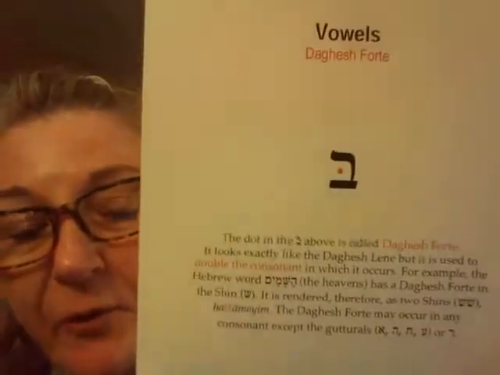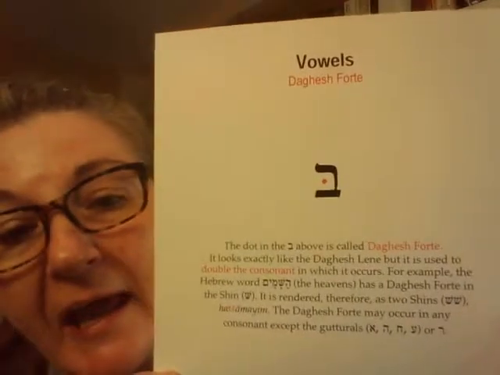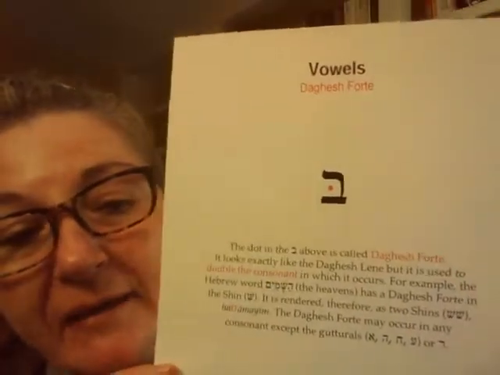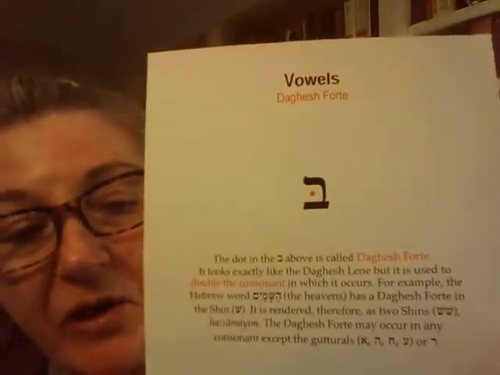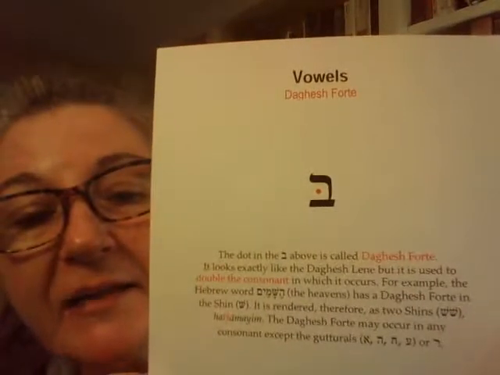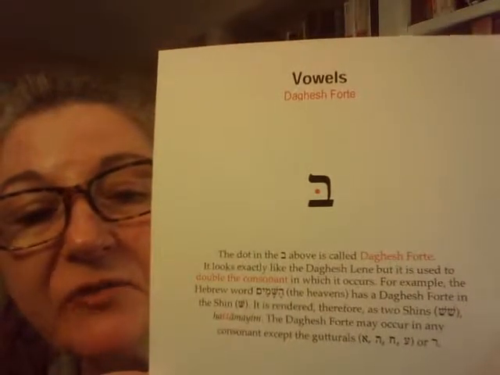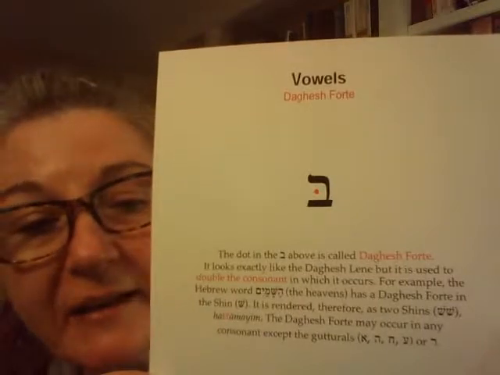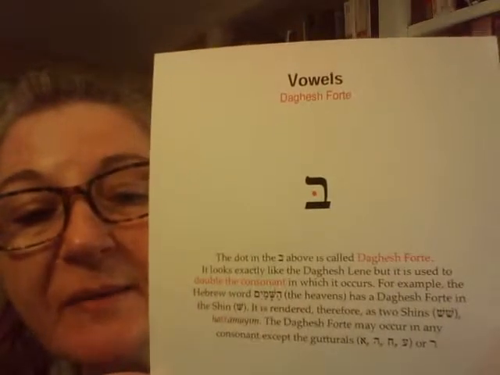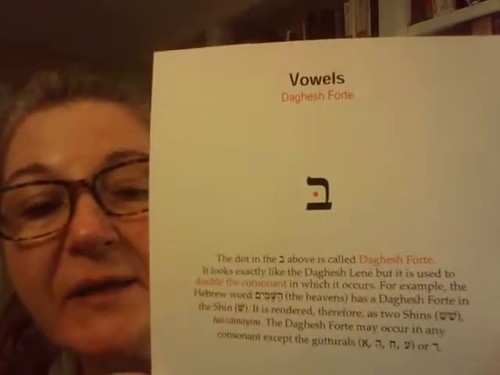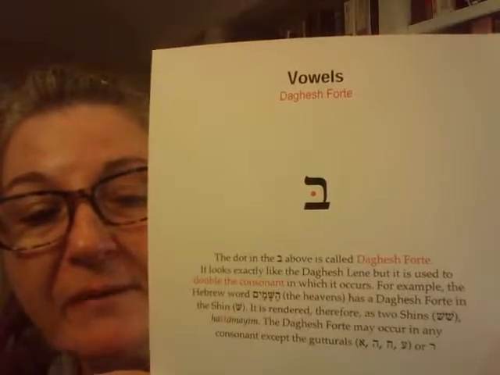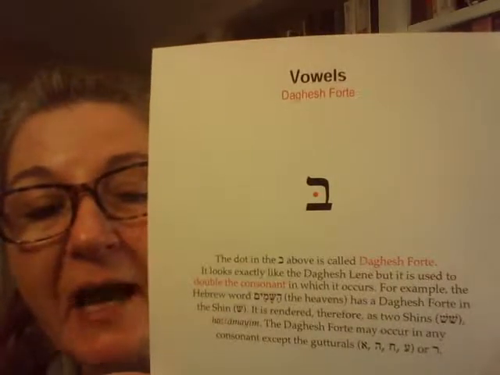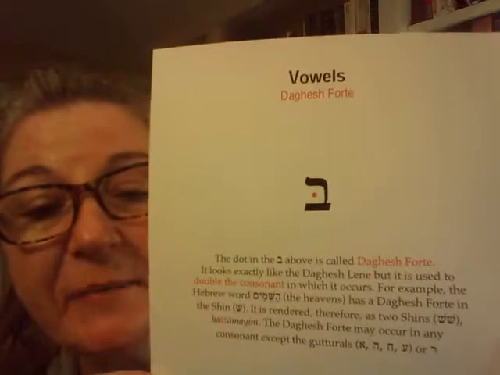Now here we have the Dagesh Forte. We've already learned about the Dagesh Lene, and the Dagesh Lene and the Begay Kapat letters change the way those letters are pronounced. The dot in the Beth above is called a Dagesh Forte. It looks exactly like the Dagesh Lene, but it's used to double the consonant. So that would be B up there, bait, bait. And the Dagesh Forte is just a doubling dot.